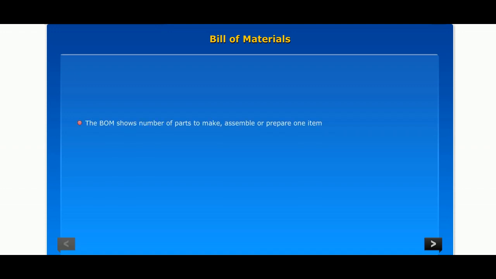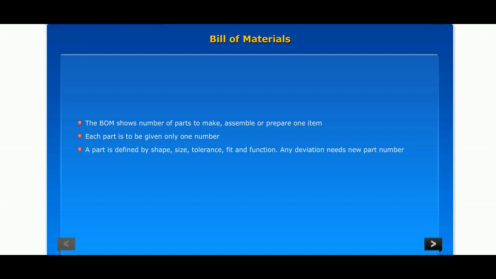Bill of Materials. The Bill of Materials, BOM, shows number of parts to make, assemble or prepare one item. Each part is to be given only one number. A part is defined by shape, size, tolerance, fit and function. Any deviation needs new part number. It includes the part number, quantity required for assembly.